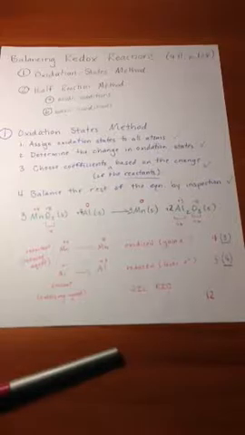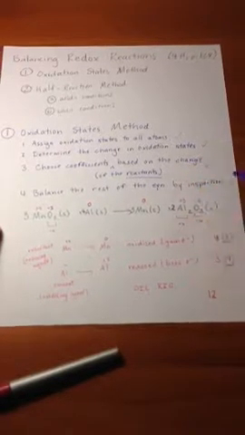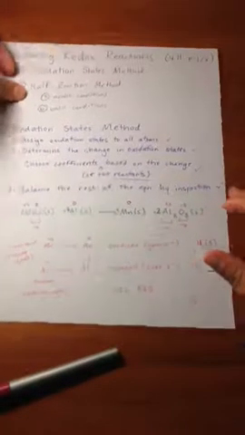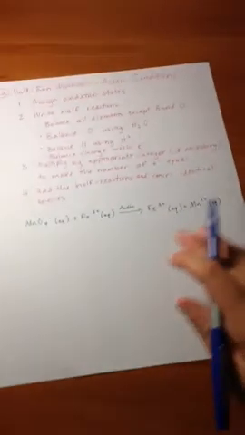All right, so that's how to use the oxidation states method to balance a redox reaction. Okay, so now let's move on to talk about how to balance using the half reaction method in acidic conditions.